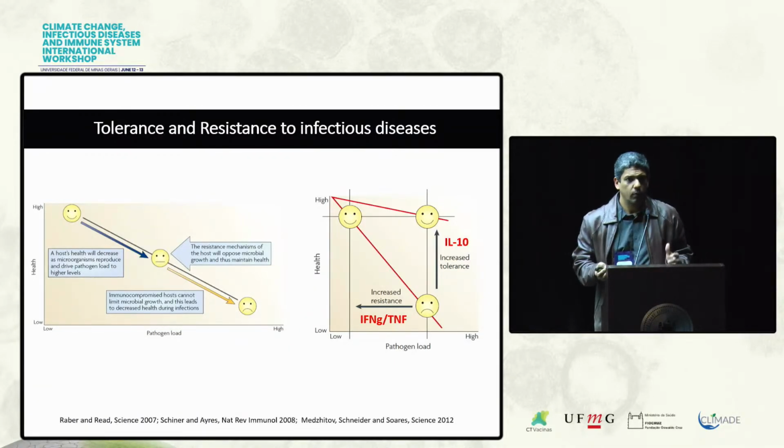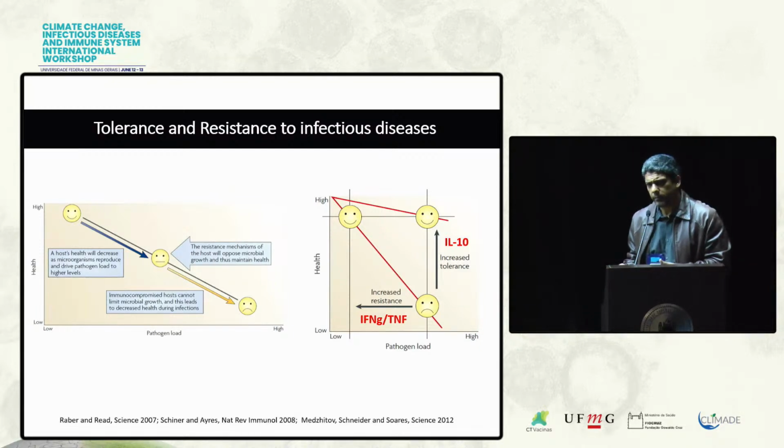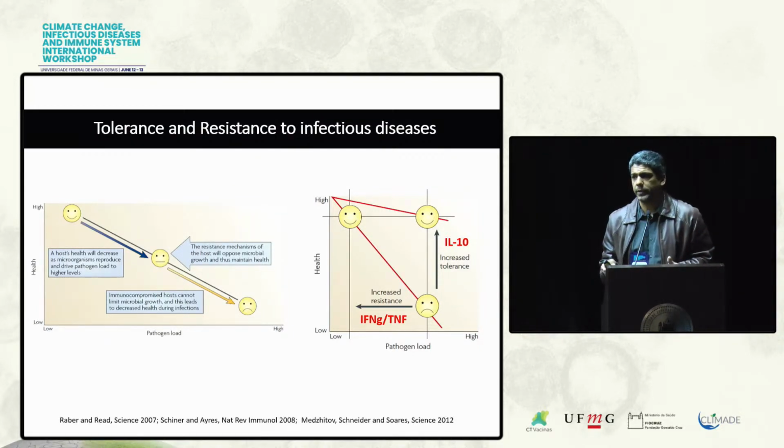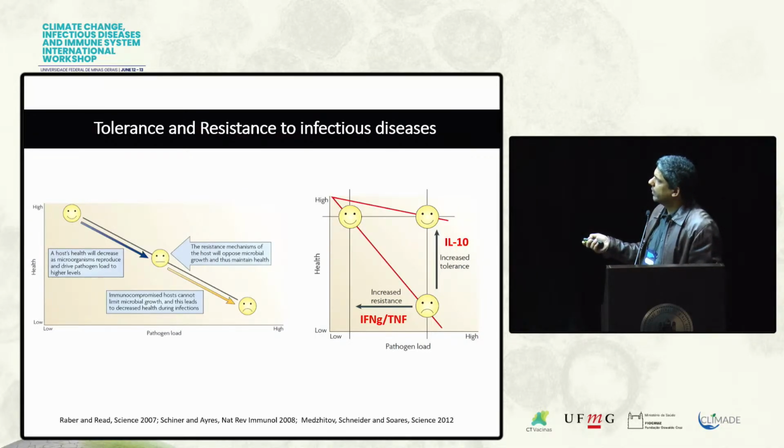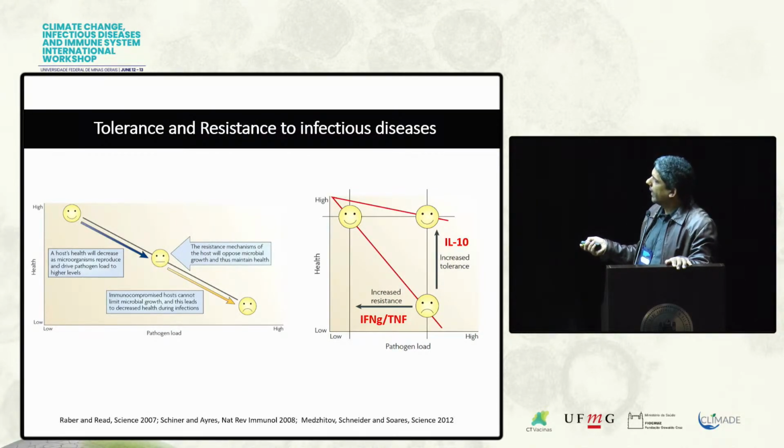But to understand why some people develop severe dengue or mild dengue, we also need to understand these two concepts of tolerance and resistance to infection. So usually you are happy living your life, but you can get an infection, the pathogen proliferates inside the body, and then you get not so happy. As the pathogen proliferates more, usually you get a worse health status and get very sad.